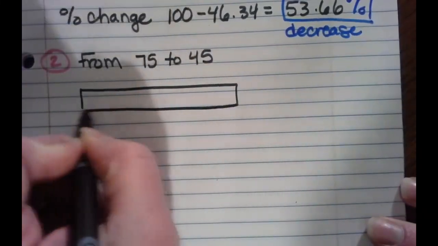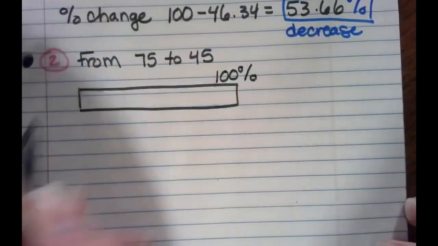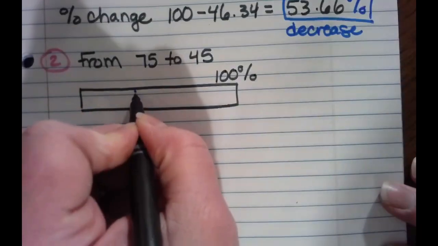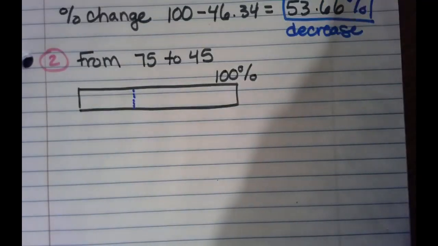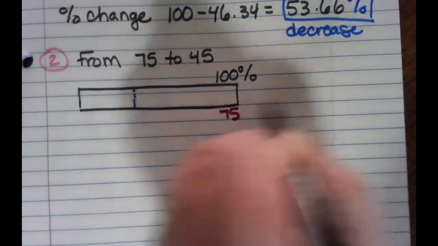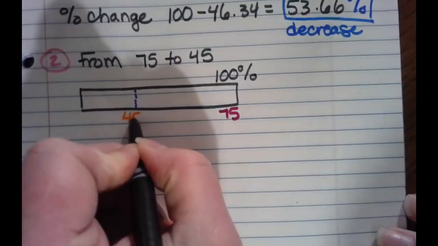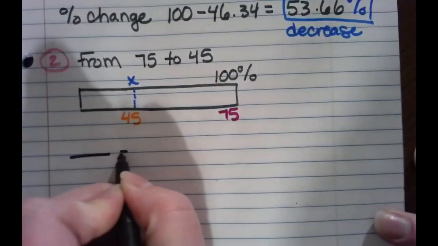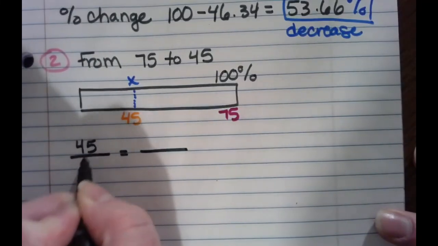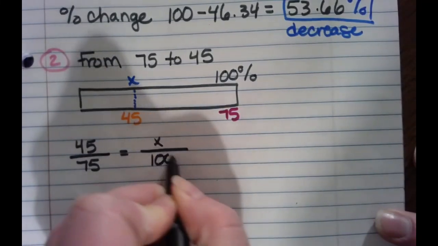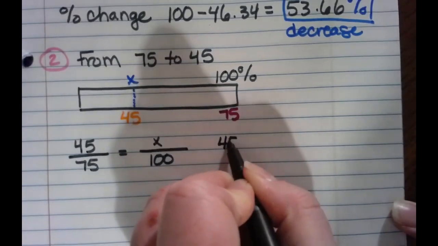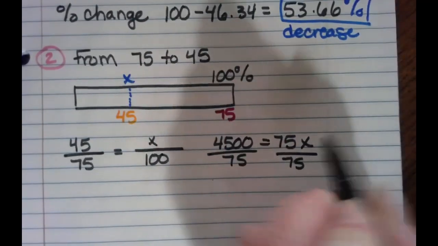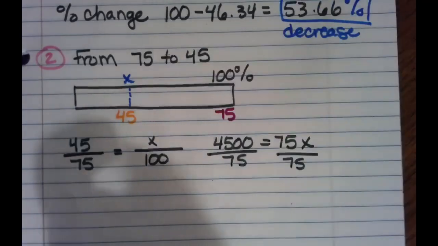So again, we're going to draw our tape diagram. And this is a decrease because 75 is bigger than 45, so we're going to draw this as a decrease. So we started at 75, we ended at 45, but we don't know the percent, so we're going to set up our proportion. New over original equals percent over 100. When we cross multiply, we get 4,500 equals 75x. Divide that by 75, and we get 60.